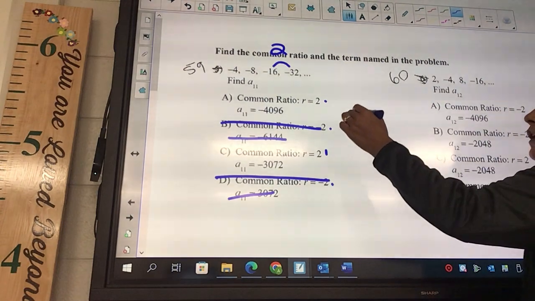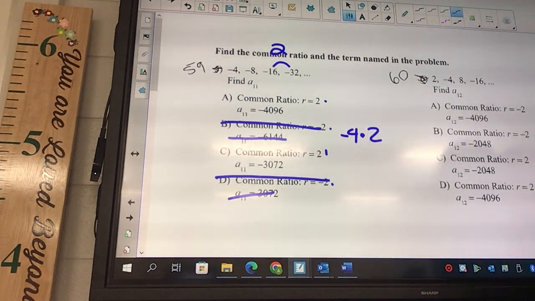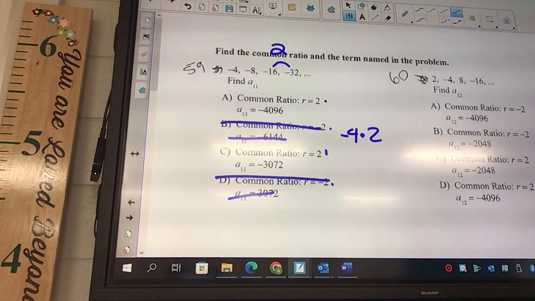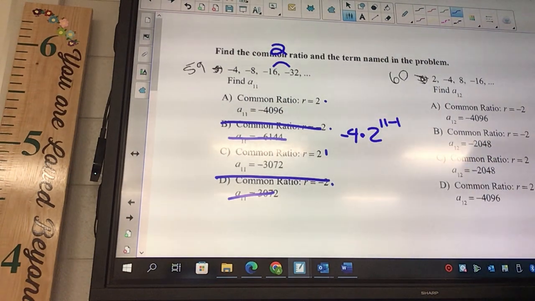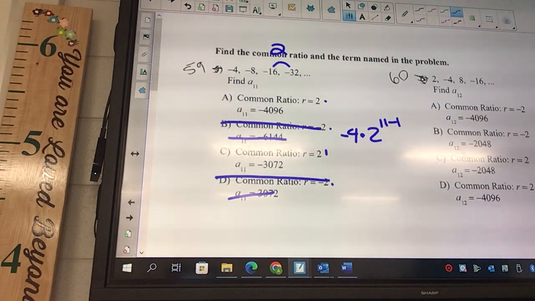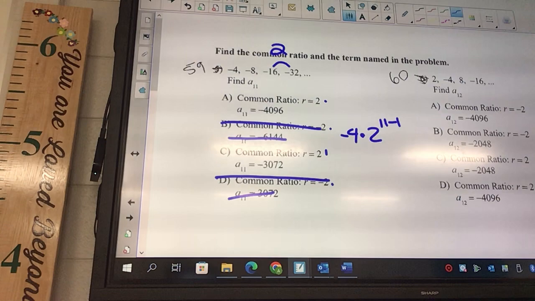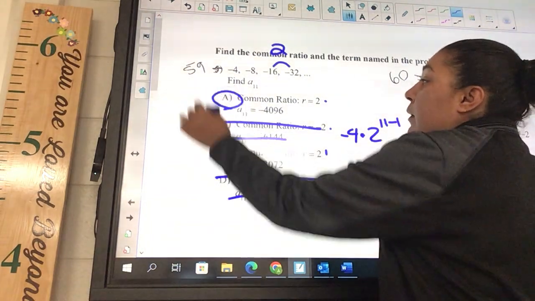So we got our first term is -4 times 2 to the, what's the term I'm trying to find? 11 minus 1. Okay, type that in, see what you get. A? Okay.